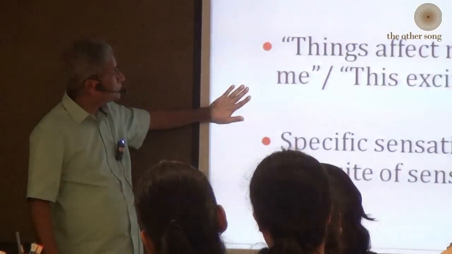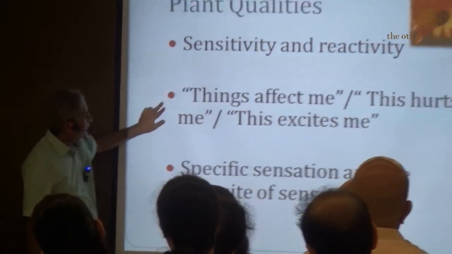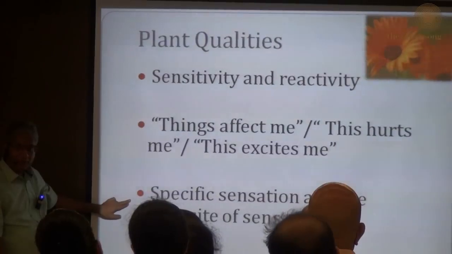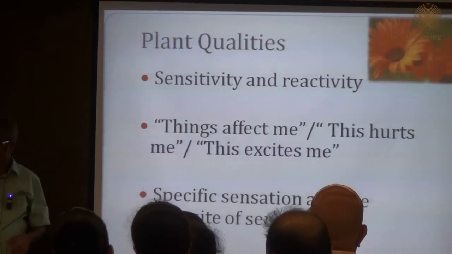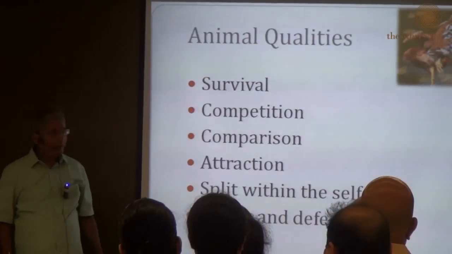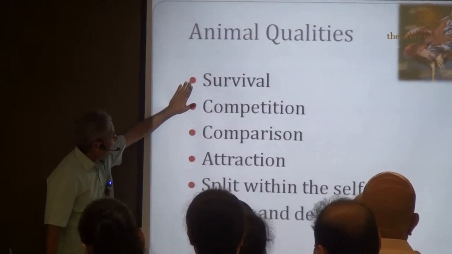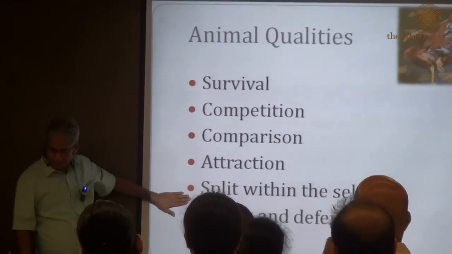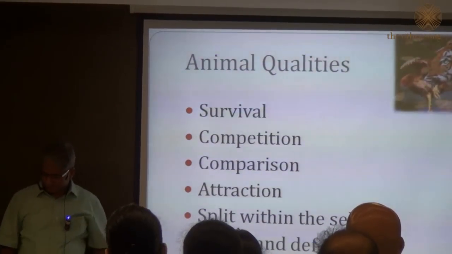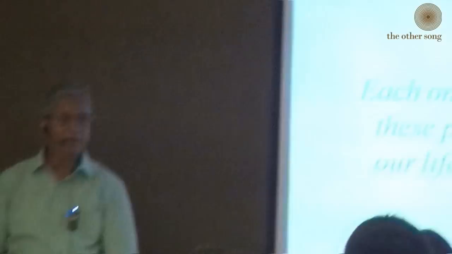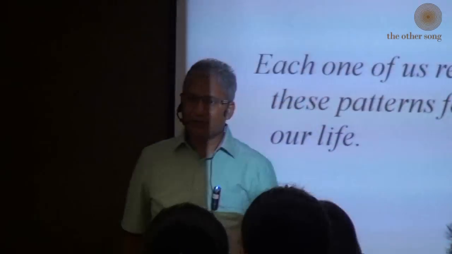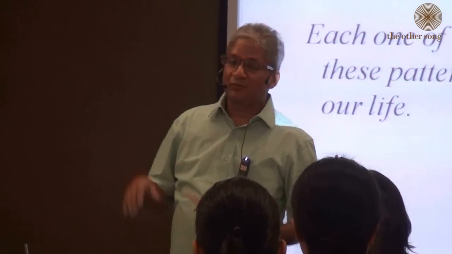Then we have plant people with sensitivity and reactivity. Things excite me, they affect me, they hurt me. And each plant will have a specific type of reaction. We will see that a little bit later. And then we have the animal people whose main sensitivity is survival, competition, comparison, attraction, split within the self, and attack and defense. Now each one of us remains in this pattern for most part of your life. So I'm going to read you something very interesting, and I would like you to look at that now.